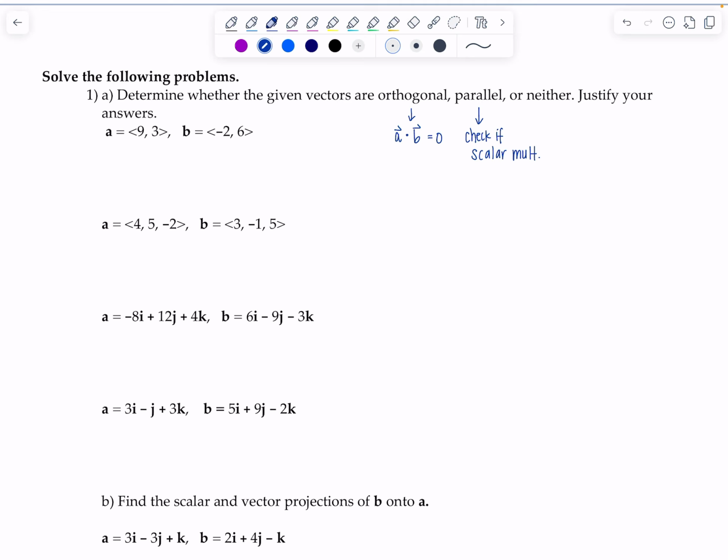Okay, so let's look at these two vectors, A and B. Let's just take their dot product. That seems to be the easiest thing to do first. So 9 times -2 plus 3 times 6 gives me, lo and behold, -18 plus 18, which is 0. So these two vectors are orthogonal.